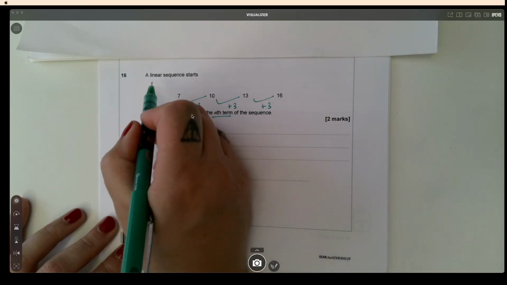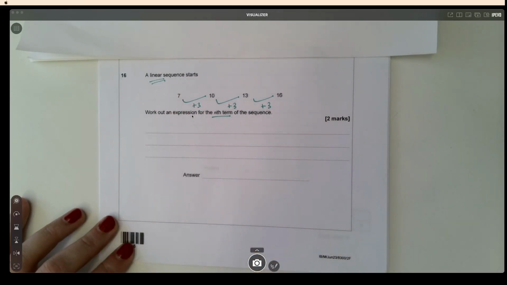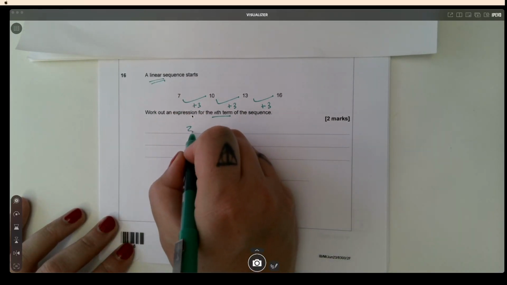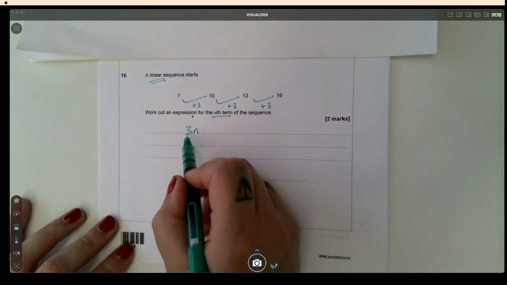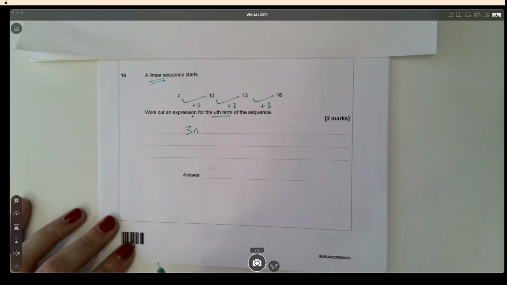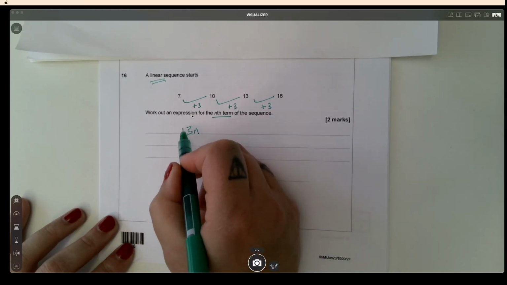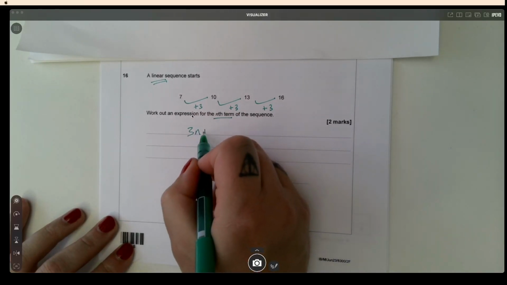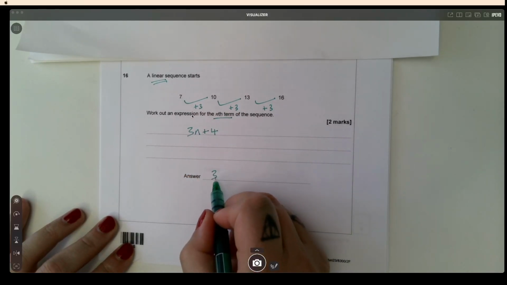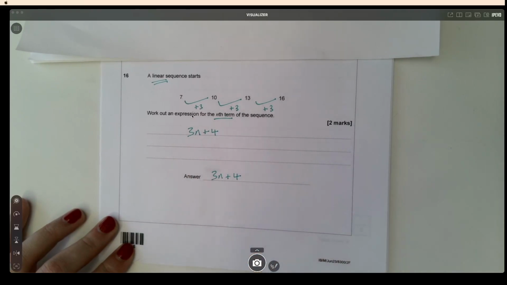This tells us that it's a linear sequence, like it says in the question. So we're going to start by writing 3n. And then we're going to compare this 3 to the first number in the sequence. What do we do to get from 3 to that first number, 7? Well, we need to add 4. So our nth term is 3n plus 4.